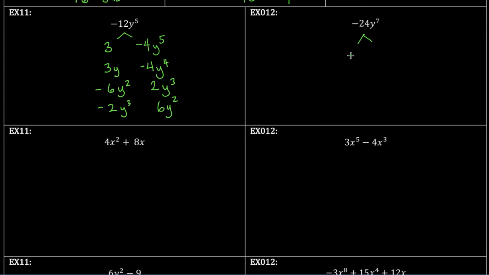So let's do -24. We can do 6 and -4. We have y times y to the 6th, to the power of 6, or to the 6th power. Let's see. We can do -8 and 3. And we could do y to the 4th times y to the 3rd, because this will be y times y times y times y, times y times y times y, which is y to the 7th.